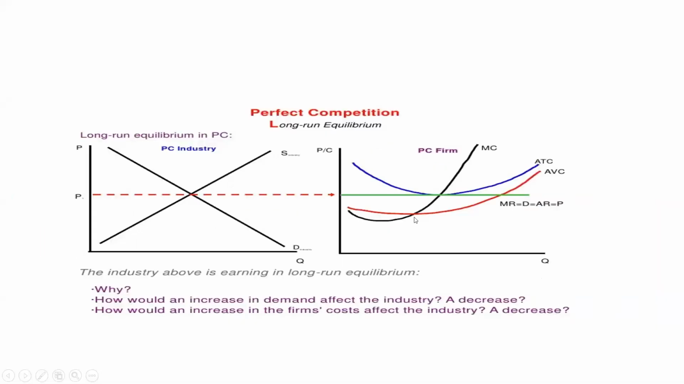All right. And then MC should go through ATC at its lowest, zero economic profits are here. I think that's about it. Just remember, perfect competition and monopolistic competition cannot make profits in the long run. All right, so this is one of 3 that could be the main graph.